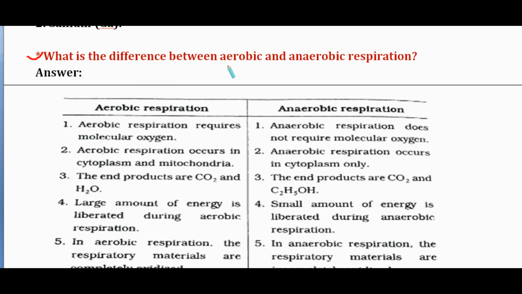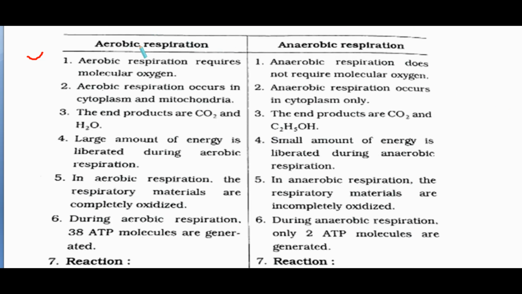Next question, what is the difference between aerobic and anaerobic respiration? Let us see the differences. Aerobic respiration requires molecular oxygen. Anaerobic respiration does not require molecular oxygen. Aerobic respiration occurs in cytoplasm and mitochondria. Anaerobic respiration occurs in cytoplasm only. The end products are CO2 and H2O. The end products are CO2 and C2H5OH. A large amount of energy is liberated during aerobic respiration. A small amount of energy is liberated during anaerobic respiration.